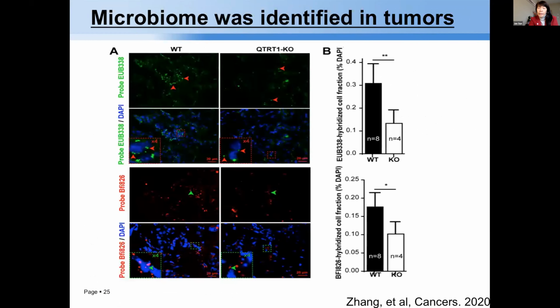Another thing is we were actually able to identify bacteria inside the tumors. What we did is a molecular method called FISH staining. We use molecular probes for bacteria. You can see here, this is the breast cancer cells without deletion. You see a very strong staining of microbe probes, indicating the existence of bacteria in the tumor. And if you delete this QTRT, which means you block the Q pathway, you see the reduction of bacteria. That indicates you not only have this microbiome in the intestine, you also have this microbiome able to move to the tumors and be enhanced in the tumor.